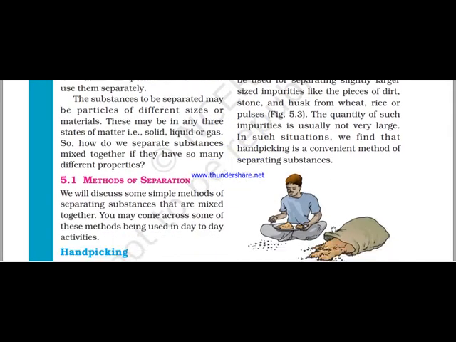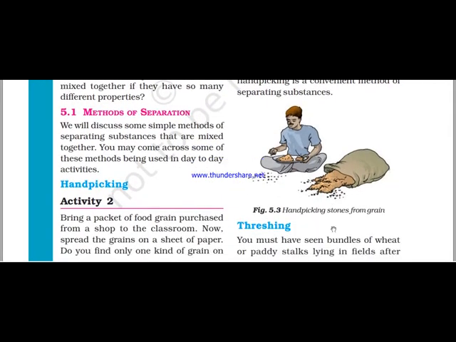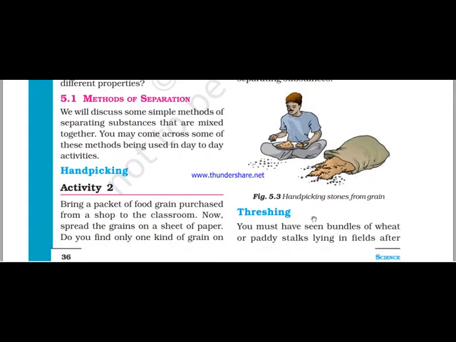As you can see here in this diagram, this person is separating some impurities, which we can say are some stones or pieces of dirt, from the grains with the help of his hands. So such a method is known as hand picking. Now the next method is threshing.